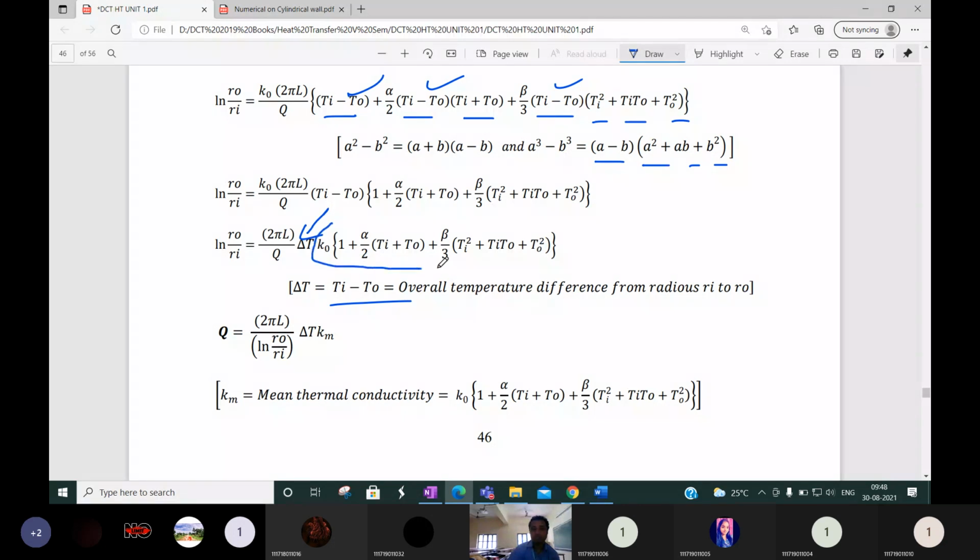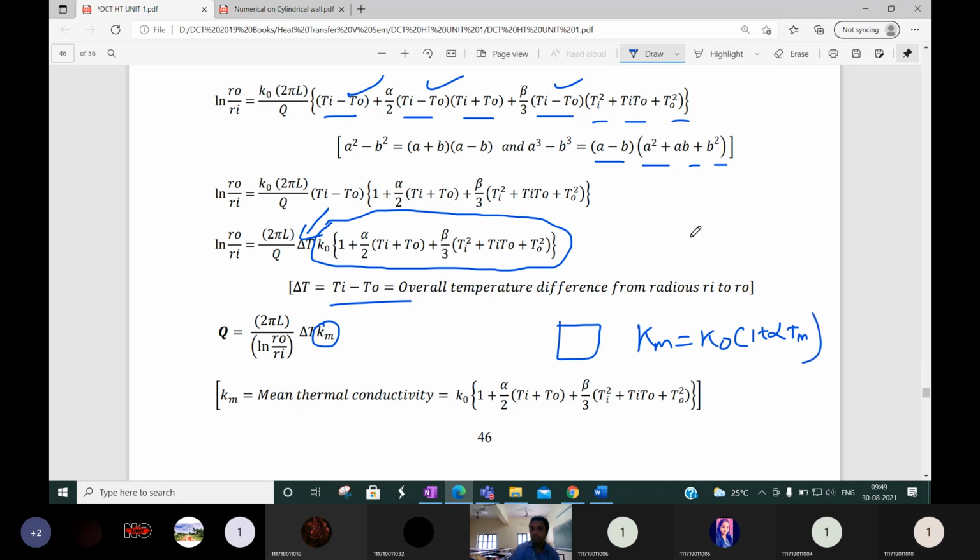Whatever this remaining term is, we take it as Km. Km is nothing but the mean thermal conductivity. In the case of a cylindrical pipe, what is the mean thermal conductivity? It is nothing but K0 into 1 plus alpha Tm, where Tm is nothing but (Ti plus To) by 2. But for the cylinder, the Km value is this much. Please remember these things.